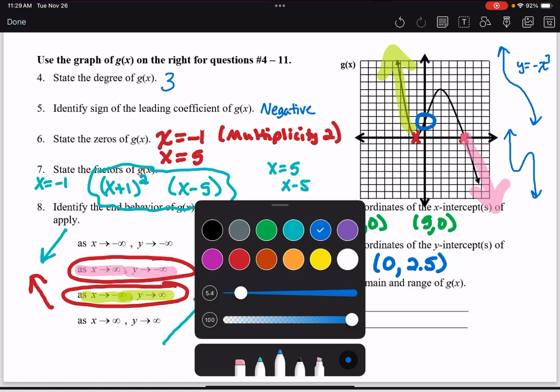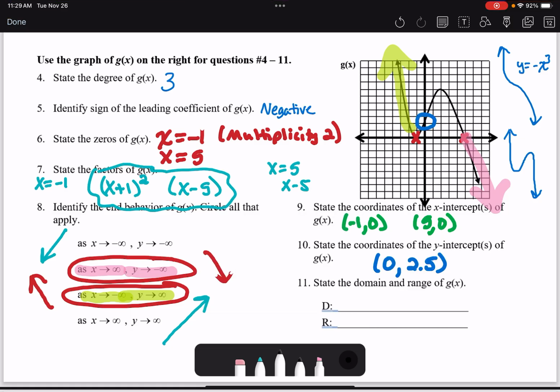My domain and my range, I don't have any issues, so it looks like my x's can go from negative infinity to positive infinity, and the same thing for my y values. I can go from negative infinity to positive infinity. So all real numbers would be my domain and my range.